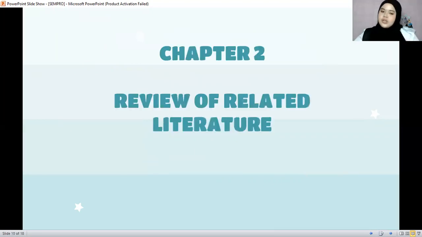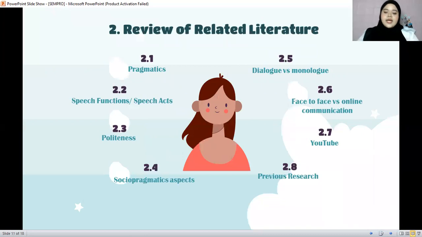Move to the second chapter, the review of related literature. So in this chapter, there are 8 subpoints. So there are pragmatics, speech functions or speech acts, politeness, socio-pragmatic aspects, dialogue versus monologue, face-to-face versus online communication, YouTube, and the last, previous research.